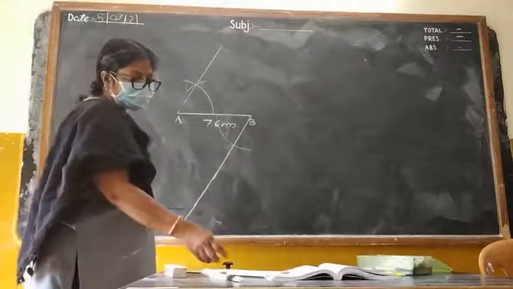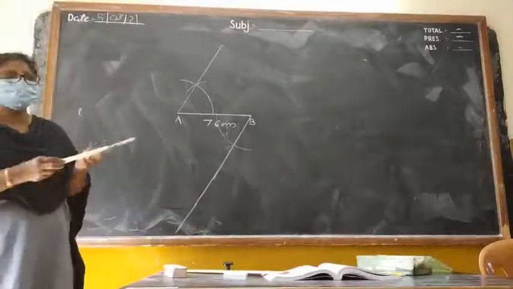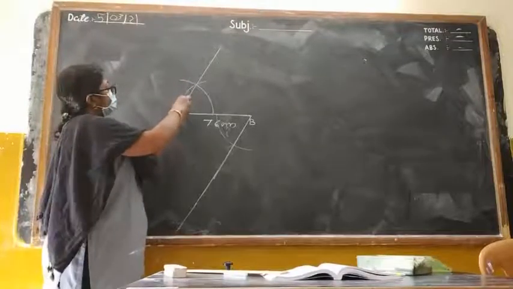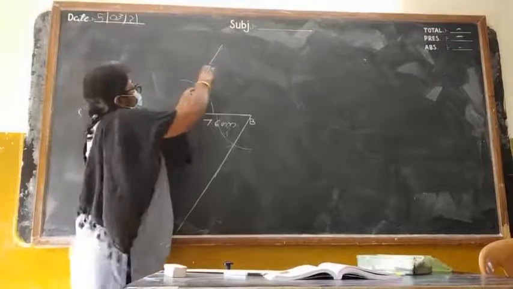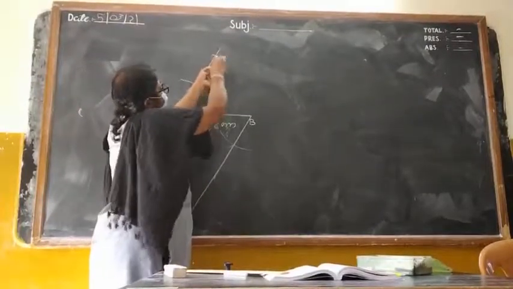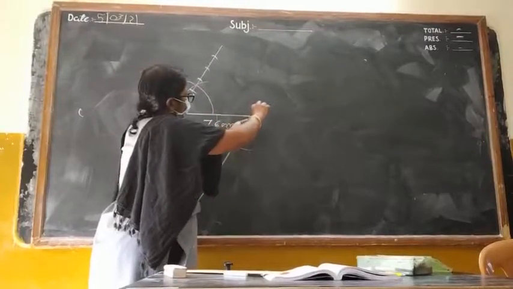Now on the upper side make 5 equal divisions you have to make. 1, 2, 3, 4, 5, and here downwards 8 divisions you have to make.